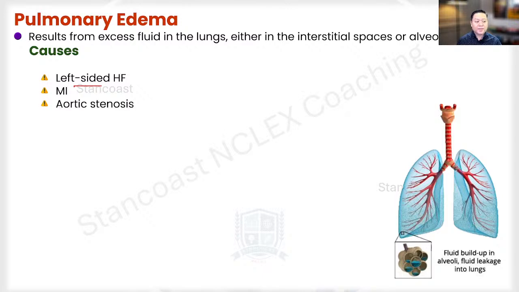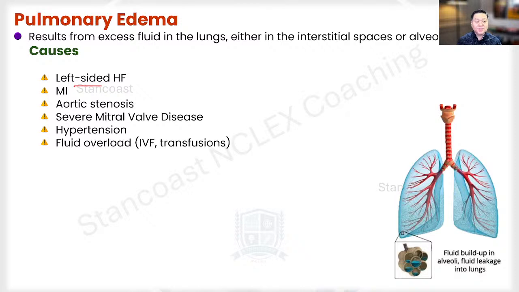Same thing with aortic stenosis because of the increasing pressure into the aorta, or it could be a mitral valve disease. This can cause consolidation and also increasing blood into the pulmonary circulation. High blood pressure can also lead to that.